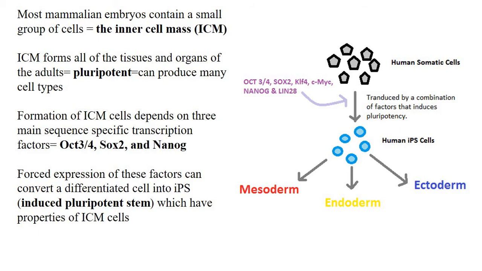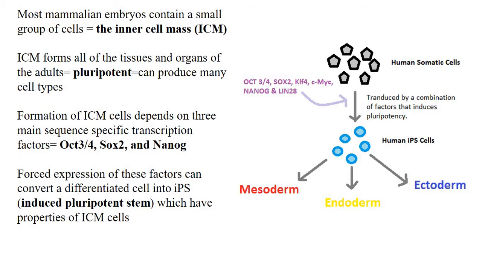Now, most mammalian embryos contain a small group of cells. If you think about the embryo, and we will talk about it, this is called the inner cell mass, or ICM for short. This inner cell mass forms all of the tissues and organs of the adult. It's pluripotent. Now, totipotent is different from pluripotent. Totipotent is the zygote. The zygote has the information to make all kinds of cells, the whole organism. ICM can make most or all of the tissues and organs, the more than 200 different cell types that we have in our body. Those are formed by the inner cell mass. So these are pluripotent. They can produce many cell types.